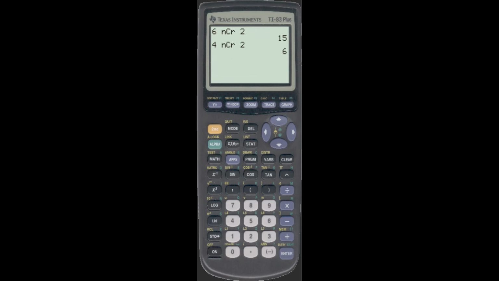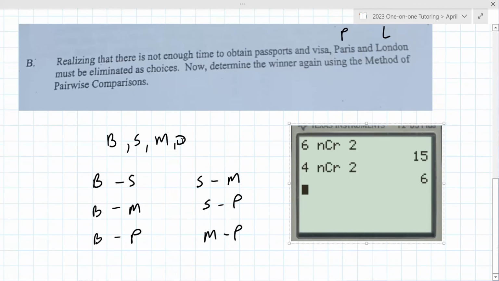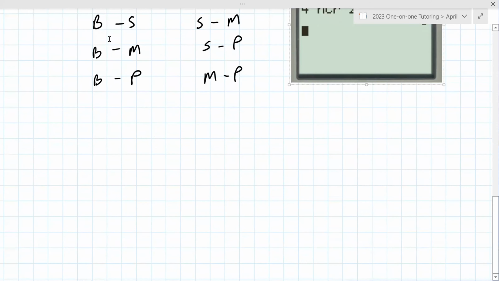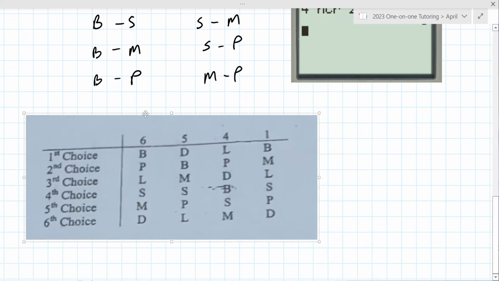It's a little overwhelming to do all those comparisons, but we can now do it. So we first need to compare B and S. All right, so let's do that here. When you look in column 1, which is higher, B or S? B. Okay, so that gets 6.